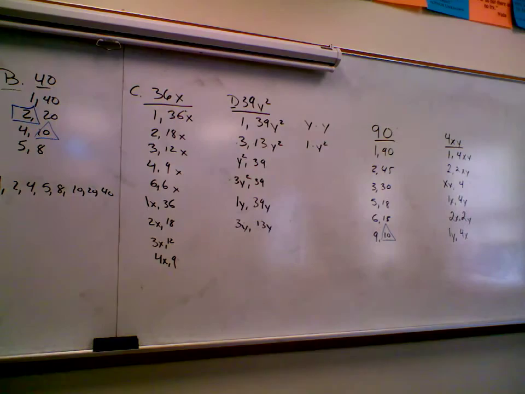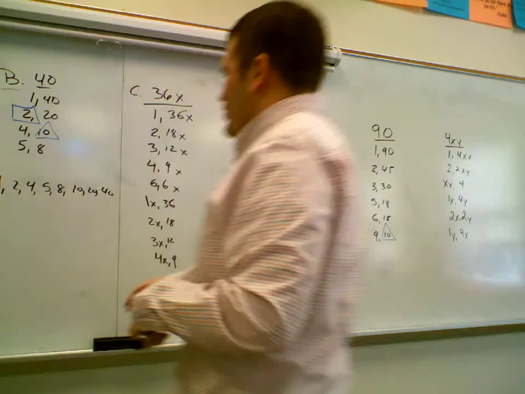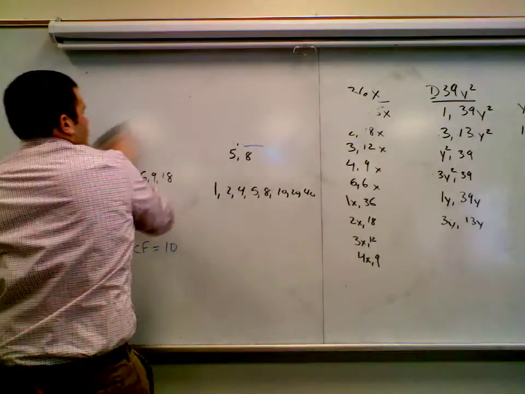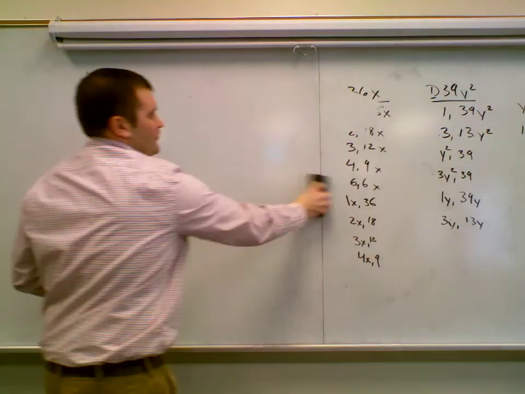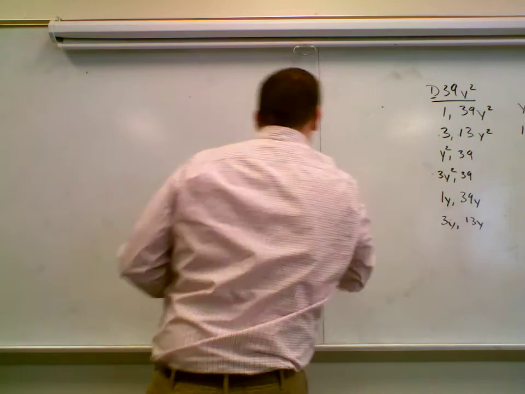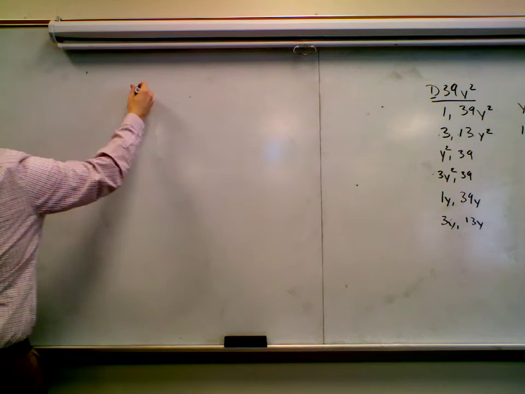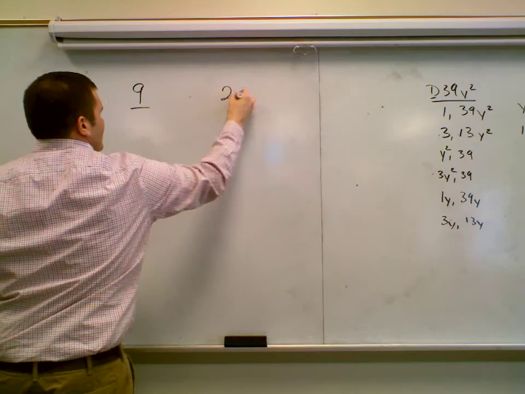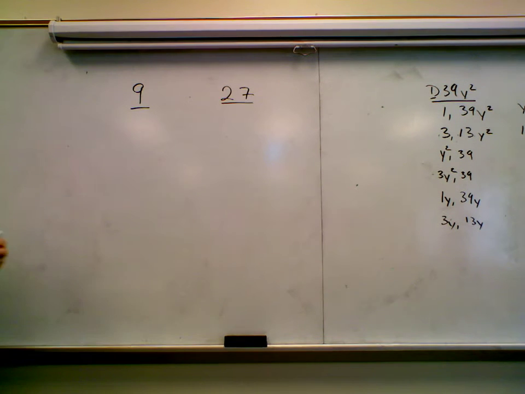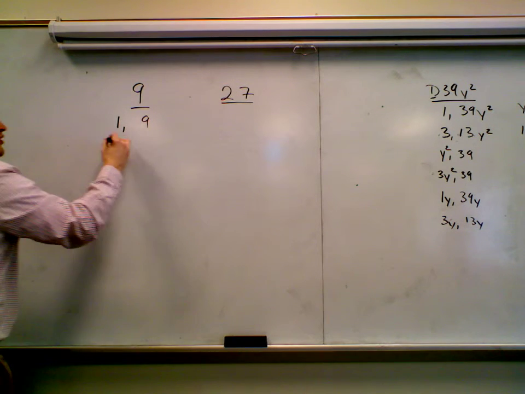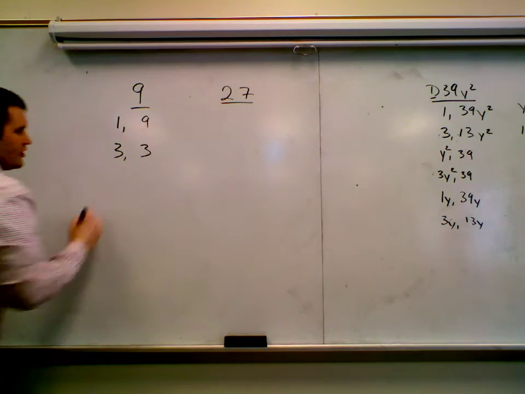Example C says 9 and 27. So we need to find the greatest common factor that's in both. What I'm going to do is write down 9's factors, and I'm going to write down 27's factors. If you know the answer, please just hold on to it for a second, because not everybody is as good at greatest common factors as we all are. What are the factors of 9? 1 and 9. 3 and 3. Good. 27.